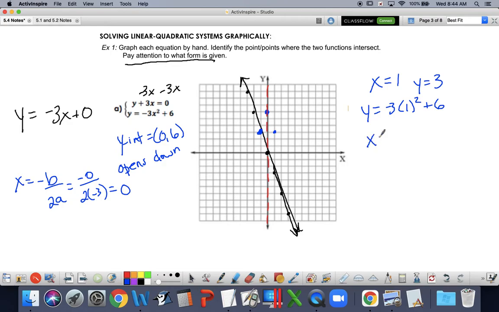Let's plug in another value. I'll plug in x equals 2. So I get negative 3 times 2 squared plus 6. So I get 4 times negative 3, which is negative 12, plus 6, which is negative 6. So I know the point (2, -6). Oh, there it is. There's another point. It's also on the graph, and then I will reflect that over to the other side.